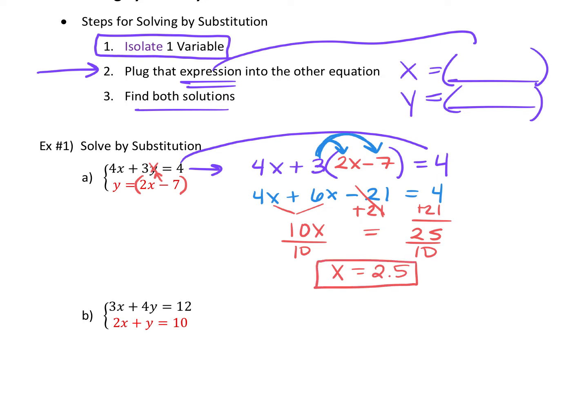So then last step, we're going to divide by 10, and x will be 2.5. Okay? Now it says solve. When you solve a system, you're solving for both your variables, or all 3 of your variables if there's 3. There are 2 here. So we just solved for x.